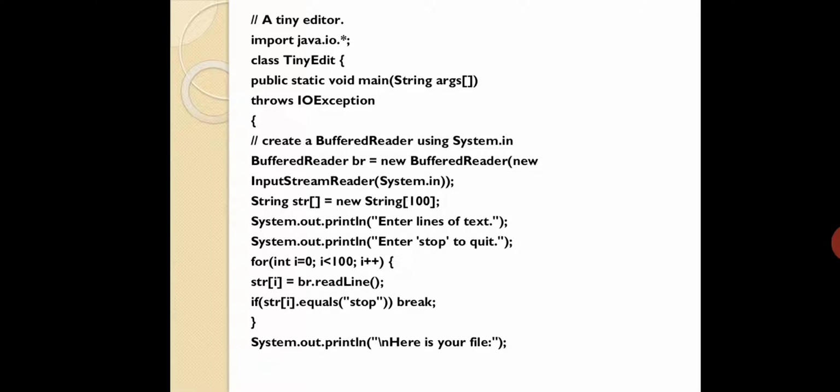Then you are going to go for one string array with the name str. Now what is that new String of 100? So at the max, how much information can be stored in that particular string array? 100, isn't it? So that is the meaning. Then you are going to print two lines: enter lines of text, and enter stop to quit.